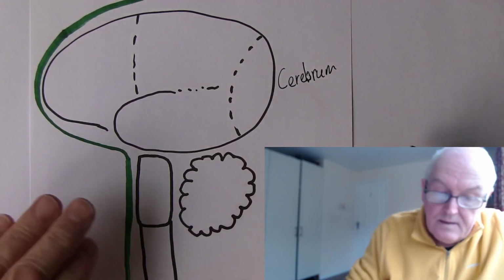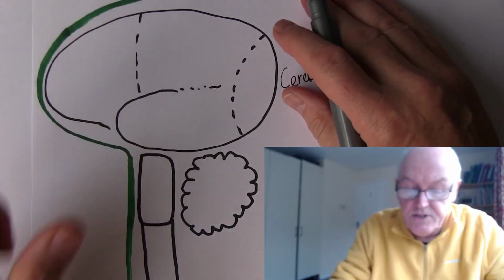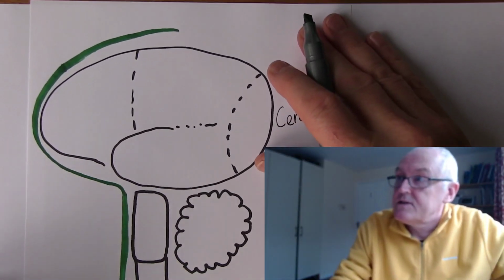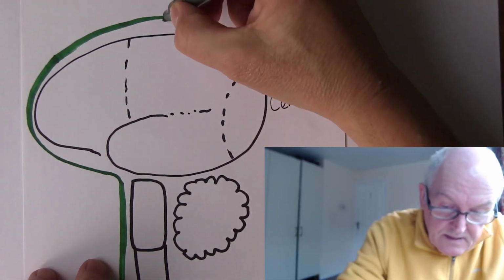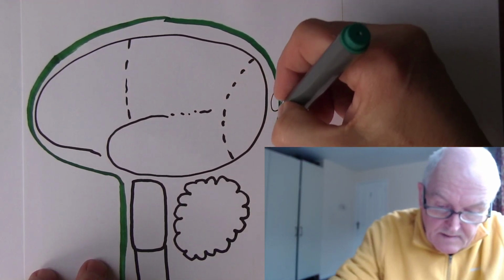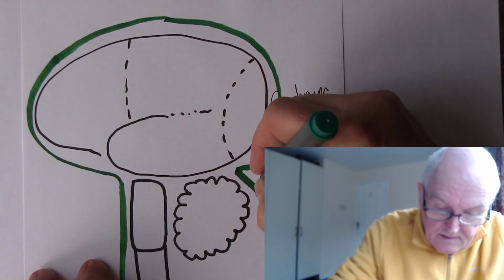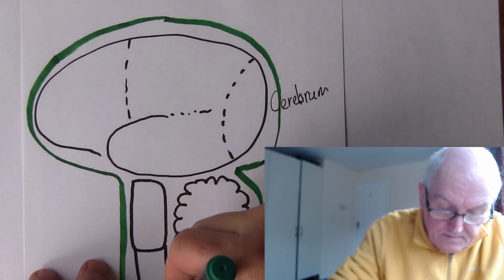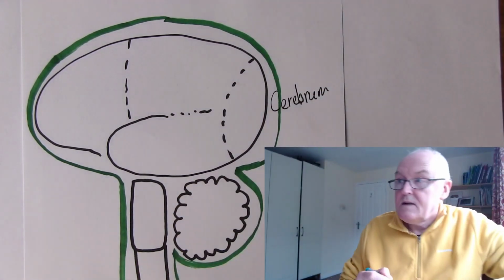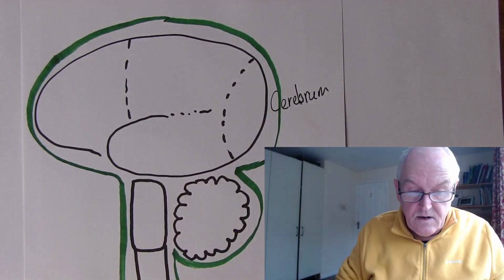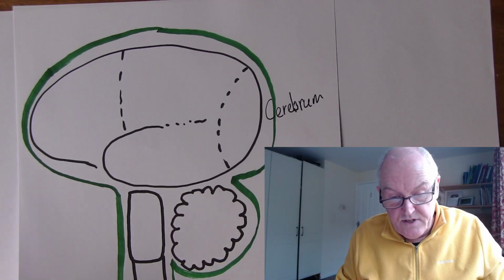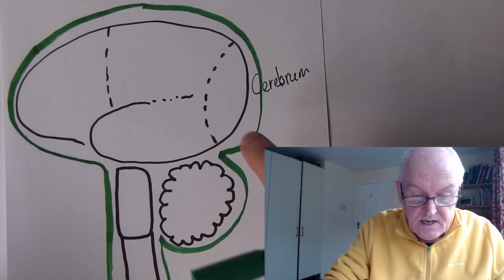So the meninges are going to follow this around like this. There we go. So the dura mater is going around, and of course we would have the associated arachnoid mater and pia mater and the cerebrospinal fluid.